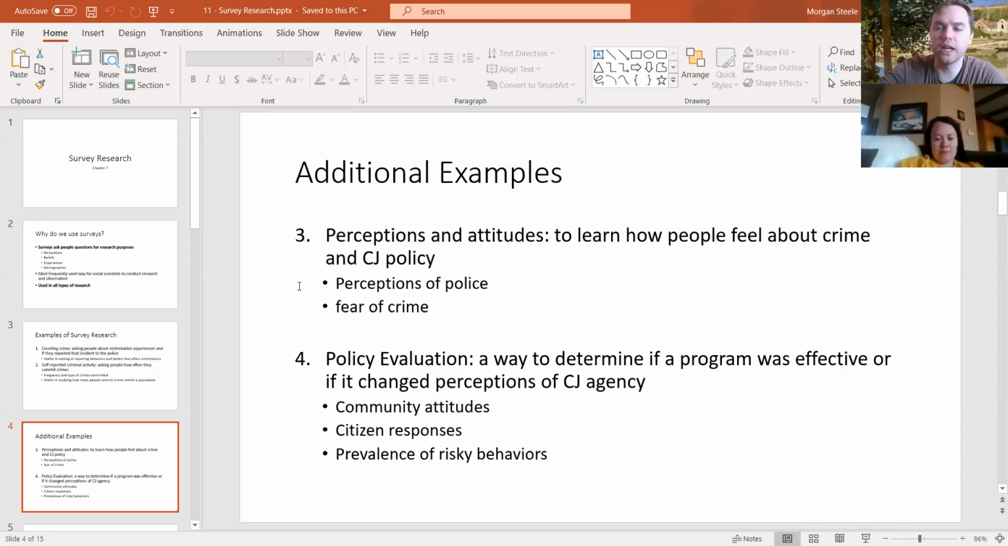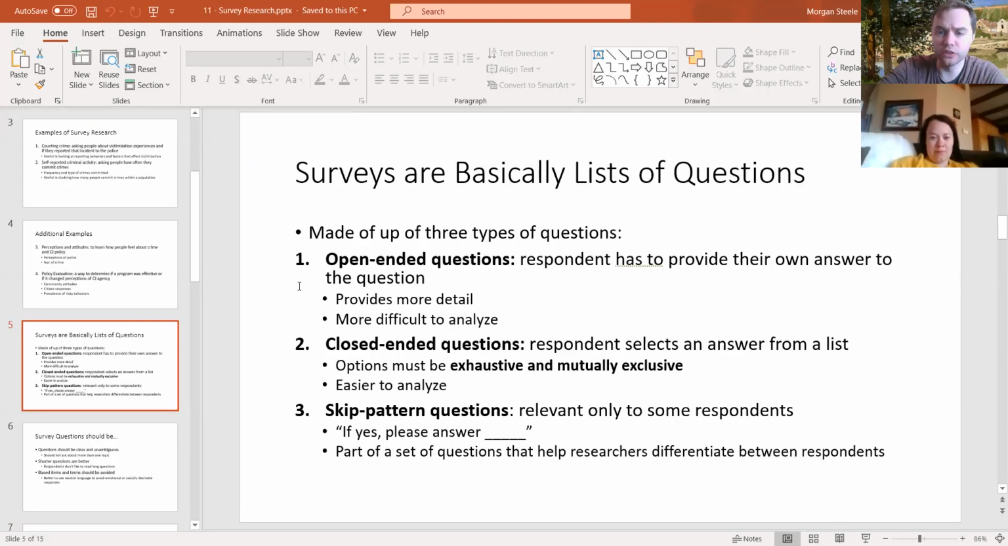So every type of research, every type of specialty within criminal justice, psychology, sociology, anthropology can all use survey design to explore any type of research topic. And surveys are in and of themselves just a list of questions provided to the respondent. These can be open-ended questions where the respondent has to provide their own answer to a question. For instance, describe the experience, describe being victimized. So the respondent has to provide their own detail here. These provide a lot of detail, but they are very, very difficult to analyze.